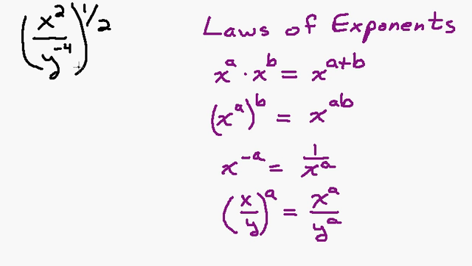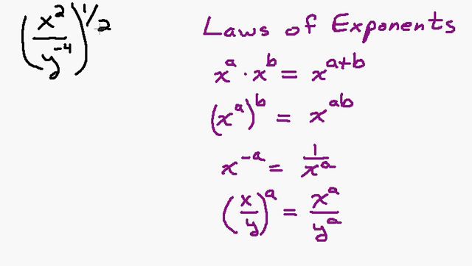So the first thing you want to do is look and see what are my options for how I can start. Which one of these rules does it look like I could use? Well, certainly this last rule down here with the fractions we look like we could use, which says if I have a fraction to a power, I have to take the numerator to that power and the denominator to that power. So I have to take x squared to the 1/2 and y to the negative fourth to the 1/2.